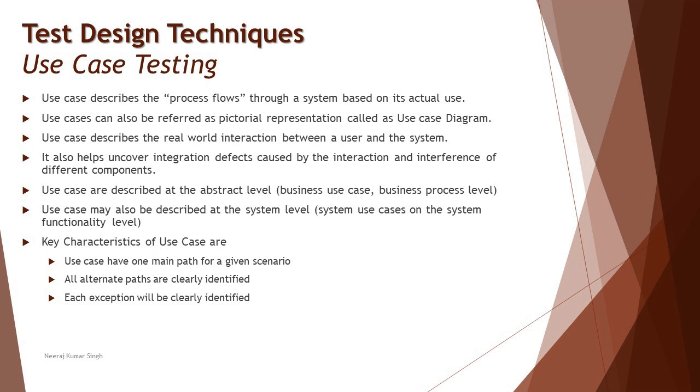On the third point, each exception will also be clearly identified, which means where all a particular main path can be terminated due to a wrong input, probably wrong data being inserted by the customer. You can have a variety of deviations, and those deviations can terminate the transaction right there, ending up in abrupt interruptions or closure of the transaction. Let's take a quick example here to understand what exactly a use case looks like and how these characteristics and these points are fulfilled in a use case.